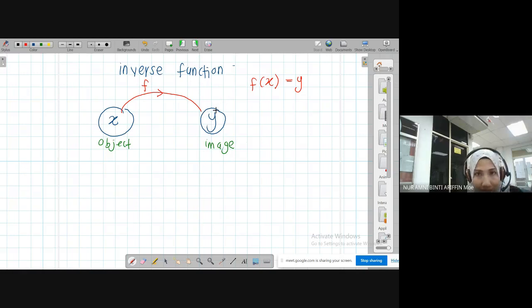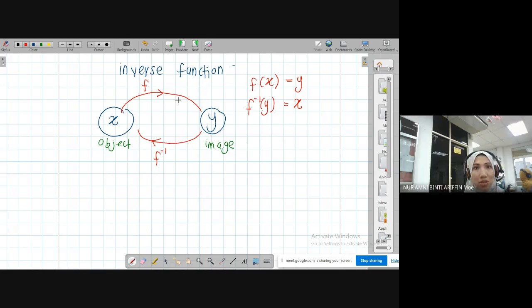Okay, so what is inverse function? Inverse tu adalah dia patah balik ke belakang lah. Inverse, you tahu kan macam dia reverse lah. So reverse from image become object. If you transfer from the diagram to the equation, dia akan jadi f inverse y become x. But for inverse function, it will only have one object, one image sahaja.